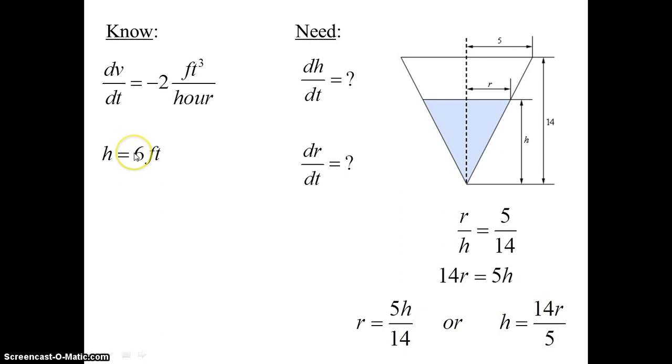Now, we know the height is 6. I have an equation that relates r to h. I may or may not need to know the value of r, but since I've got the equation, let's go ahead and find it. That way, if I need it, I have it, and if I don't, no harm, no foul. So I replace the h in r equals 5h over 14 with the value 6, do a little basic arithmetic, reduce, and I get, when the height of the water is 6 feet, the radius of the water is 15 over 7 feet.